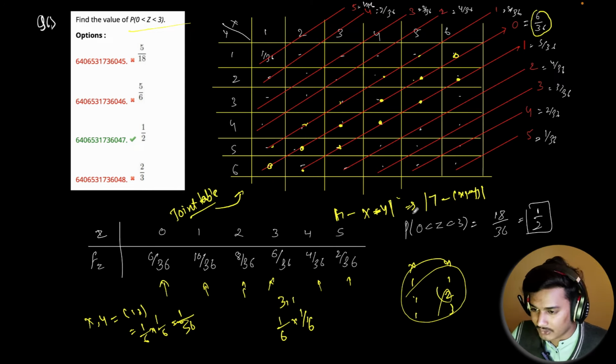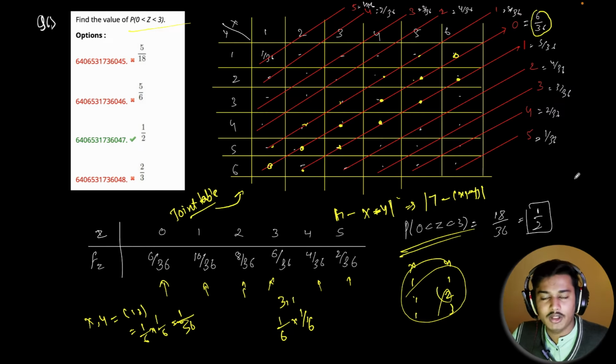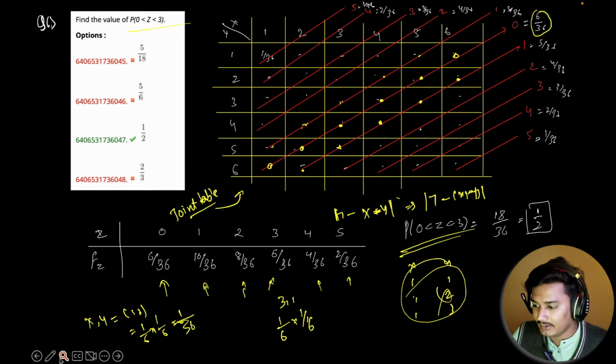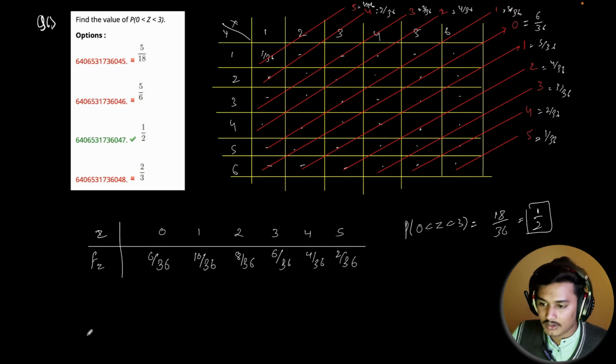Now we have to find what? P of 0 less than z less than 3, right?